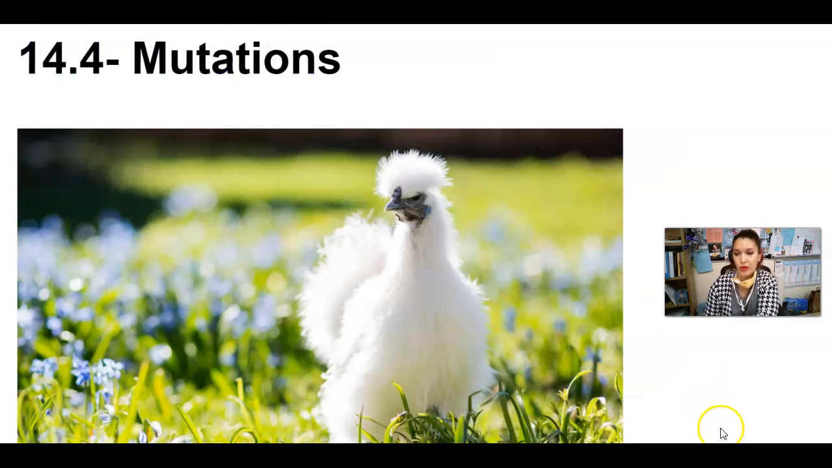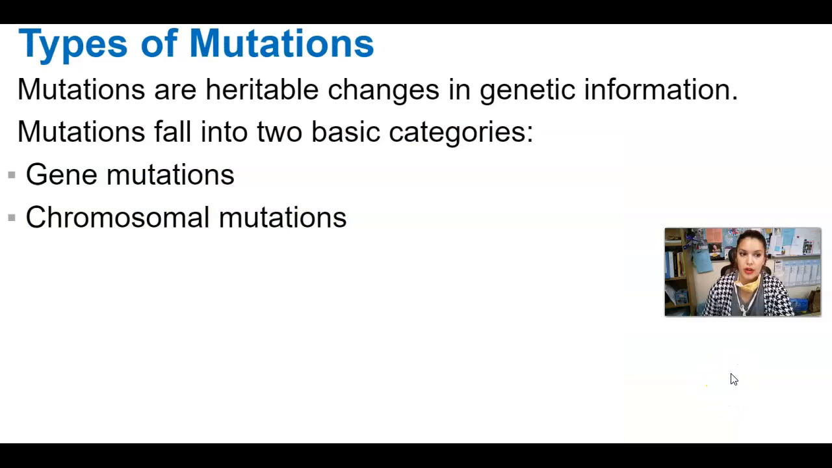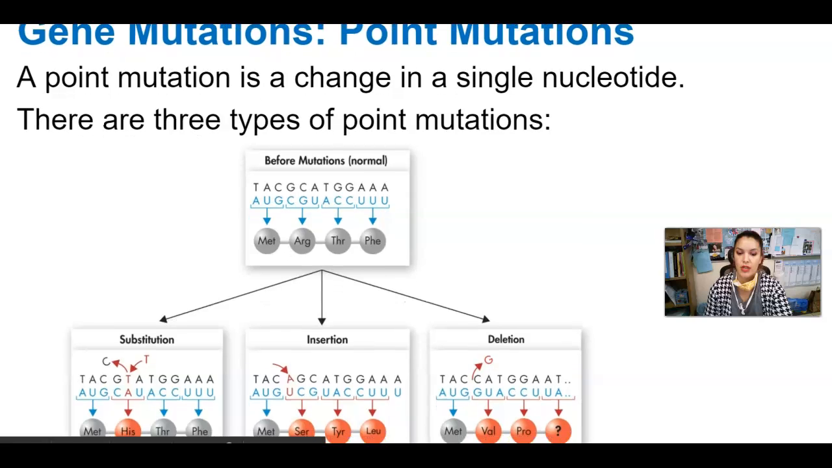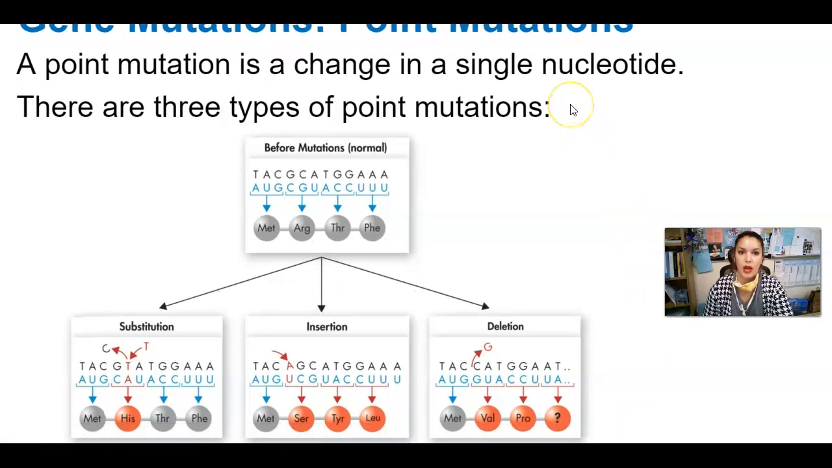All right, lesson 4, mutations, is a pretty intense lesson, and we will be doing a couple worksheets to go along with this. There are types of mutations that we need to talk about. Mutations are heritable changes in genetic information. Mutations fall into 2 basic categories. We've got gene mutations and chromosomal mutations. Gene mutations are a type of point mutation.